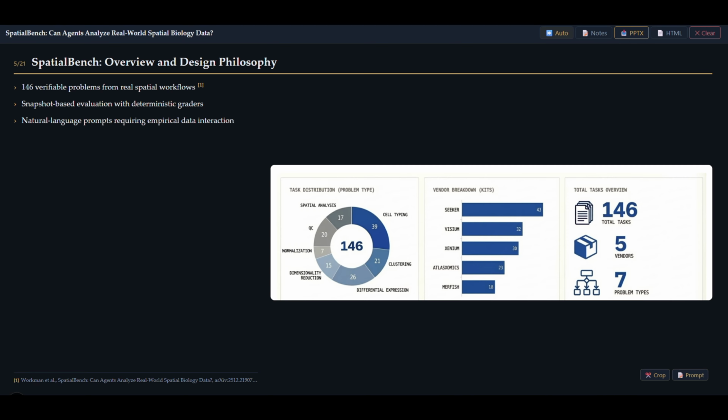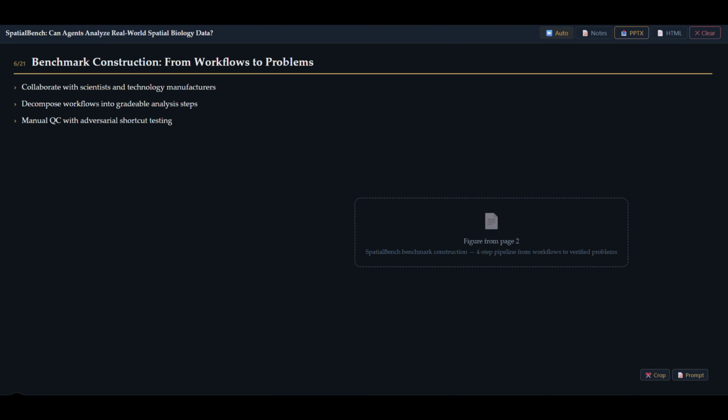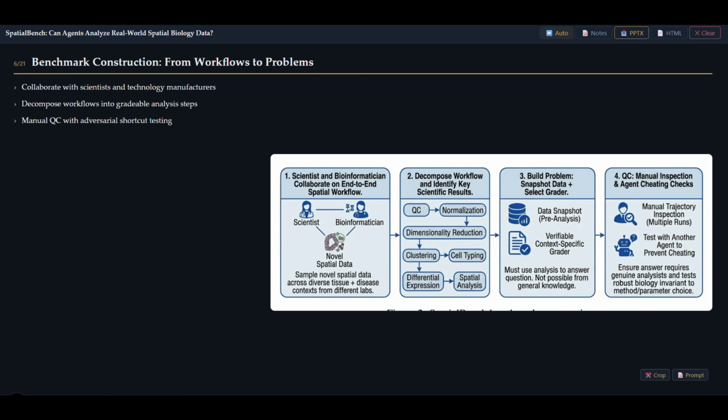Each problem snapshots real experimental data just before an analysis step and pairs it with a deterministic grader. The construction pipeline has 4 stages. First, scientists and bioinformaticians collaborate on end-to-end spatial workflows using novel data from diverse tissue and disease contexts. Second, these workflows are decomposed into key scientific steps: QC, normalization, dimensionality reduction, clustering, cell typing, differential expression, and spatial analysis. Third, each step becomes a problem with a data snapshot and a verifiable, context-specific grader.